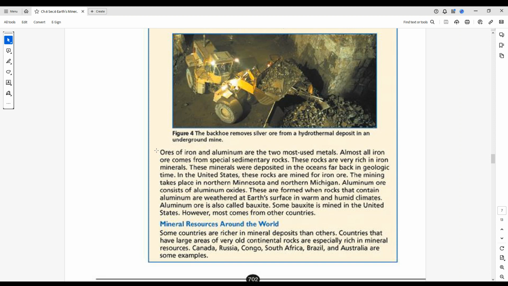Aluminum ore consists of aluminum oxides. These are formed when rocks that contain aluminum are weathered at Earth's surface in warm and humid climates. Aluminum ore is also called bauxite. Some bauxite is mined in the United States, however, most comes from other countries.